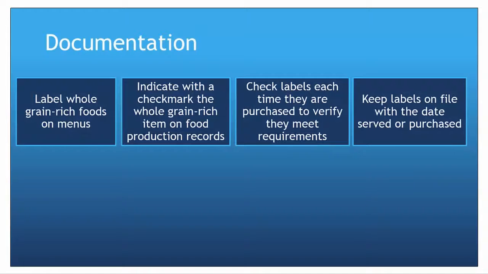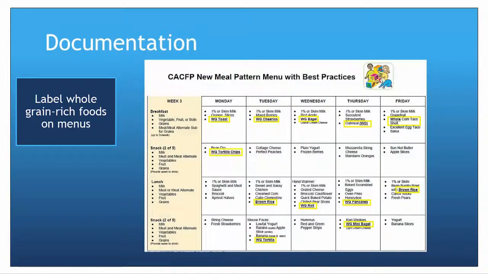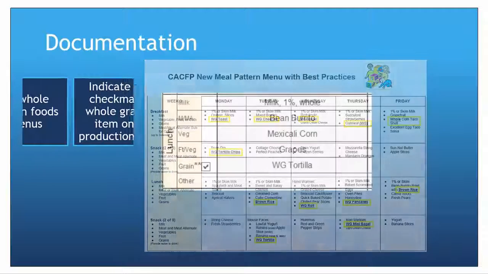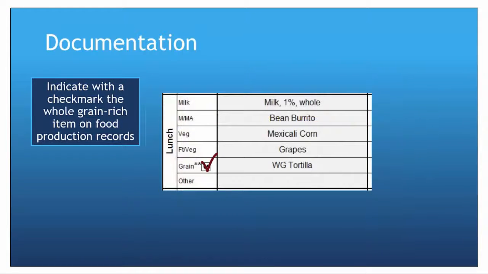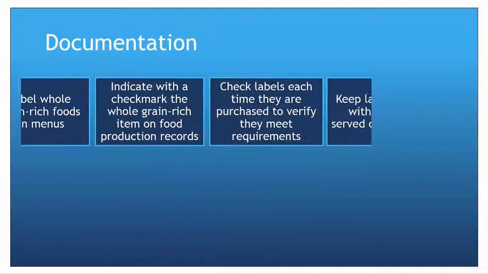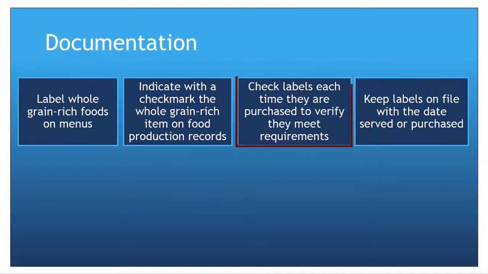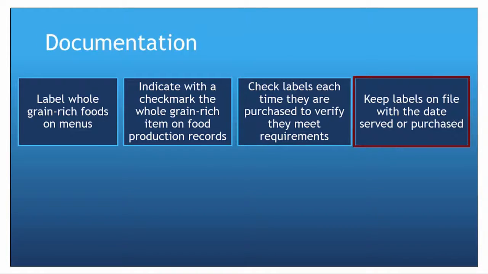In order to document that at least one whole grain rich item is served per day, label whole grain rich foods on menus with the letters WG next to the food item. Indicate with a check mark the whole grain rich item on food production records. Since products frequently change, be sure to check labels each time items are purchased to verify they meet requirements. Keep the labels on file with the date served or purchased.